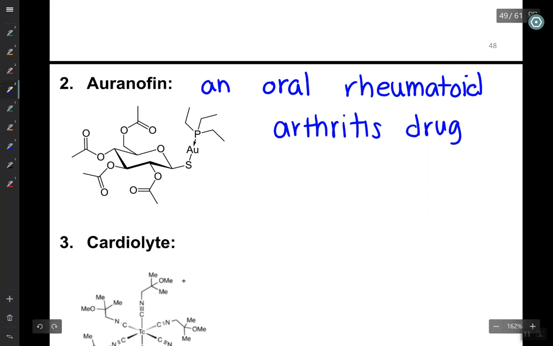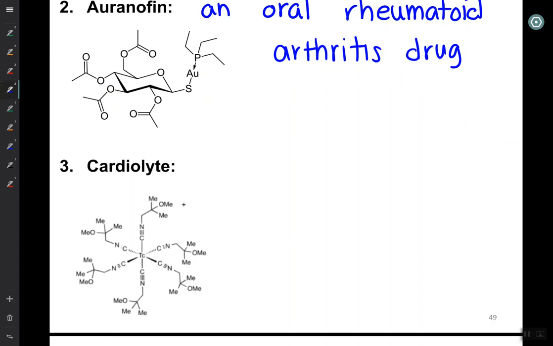And the key element in this molecule is the gold. So you've got this sugar that's been acetylated. There's a sulfur group that binds to the gold, and also a triethyl phosphine. And gold, if you remember from your inorganic chemistry, is a very soft metal, so it prefers to bind ligands that are also soft, like phosphorus and sulfur. It's a very polarizable nucleophile, so that's why it's used in this particular case.